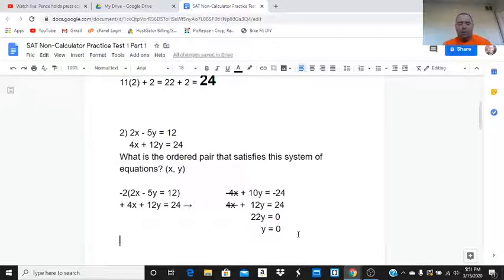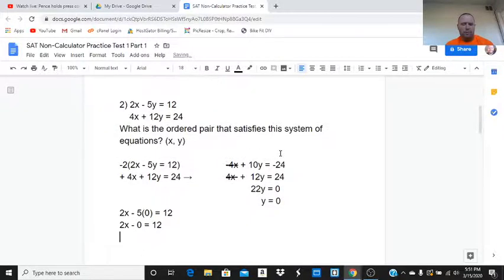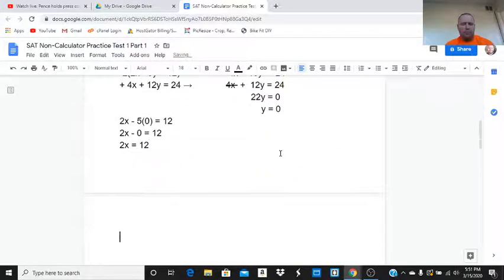Okay, so now we have that. Now we can plug this value, y equals 0, back into one of these two equations. I'm going to plug it into the top one to solve for x. So I'm going to do 2 times x minus 5 times 0 equals 12. Okay, so that becomes 2x minus 0 equals 12, or just 2x equals 12. So x equals 6. So our solution is going to be the point (6, 0). Make that big so you can see it.